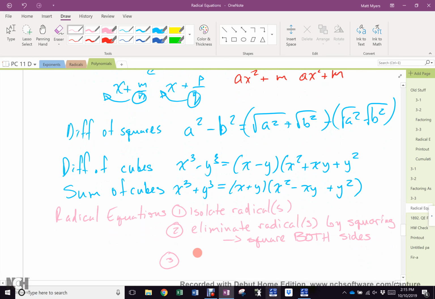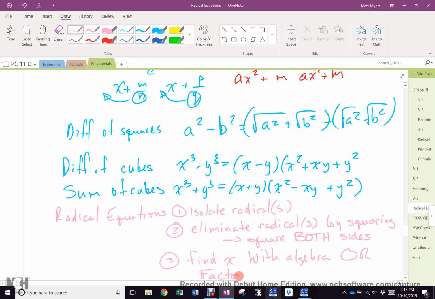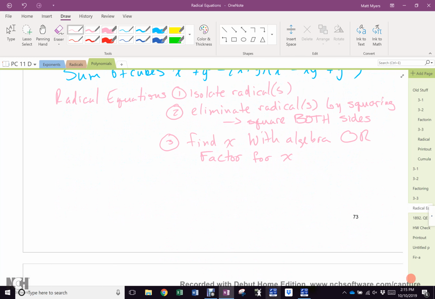Number 3, find x with algebra or factor for x. And 4, remember, it's got to be x. It's got to be some math equals 0, so you can deal with x.